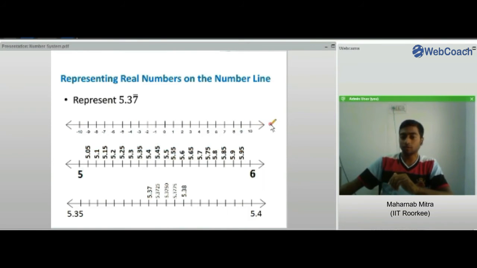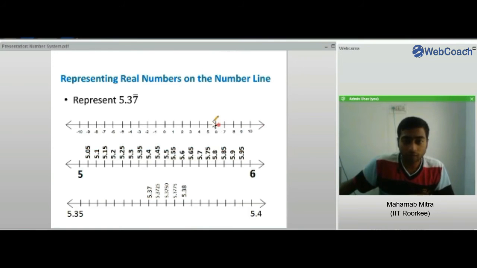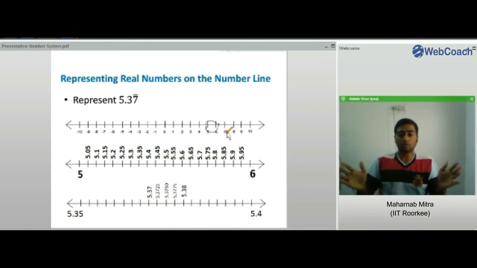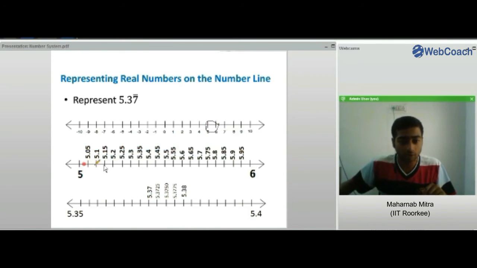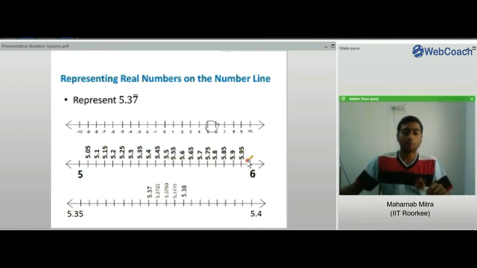Here we have a representation of the number line. Now which portion do we need? We need the portion between 5 and 6, right? 5.37 bar lies between 5 and 6. So we take this portion 5 and 6, and what do we do? We just zoom into it, and here are the set of values we get between 5 and 6. You can see this region has been zoomed in. Okay, so we get different values here.